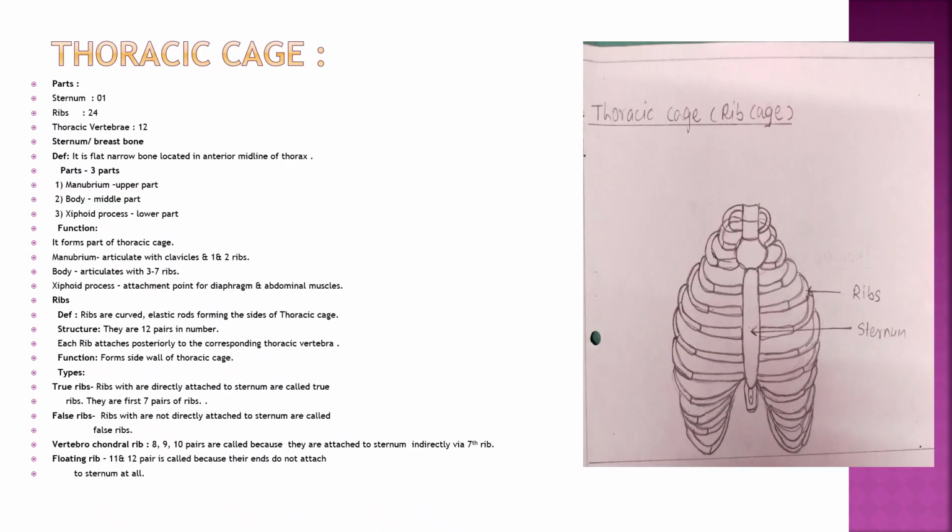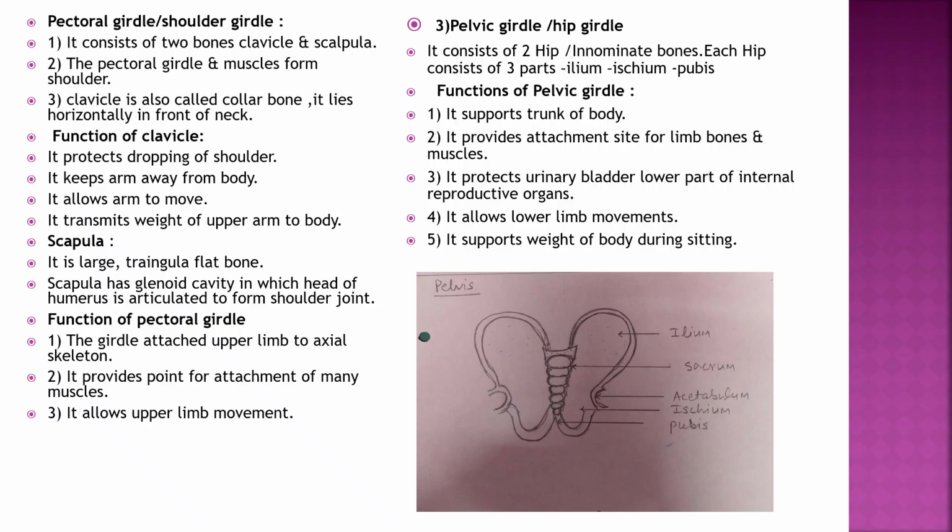Then thoracic cage. So it is mainly made up of sternum, 1 bone, ribs, total 12 pairs, that is 24 in number, and thoracic vertebrae 12. So the main function of the sternum is to protect the internal organs, that is heart and lungs present in the chest. Then ribs, they are attached to the sternum, and a few ribs are free. So those which are attached, they are called true ribs, and those not attached, they are called false ribs. So these are the thoracic cage which functions for the protection of the internal organs like heart, lungs and aorta.